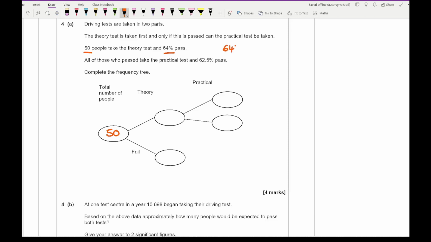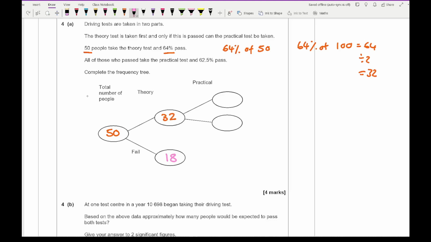So 64% of 50 is going to be, and we can work that out. Either we can do 64% of 100, which is 64. Then we divide that by 2 and we get 32. So this here is going to be 32. And therefore this is going to be 18.